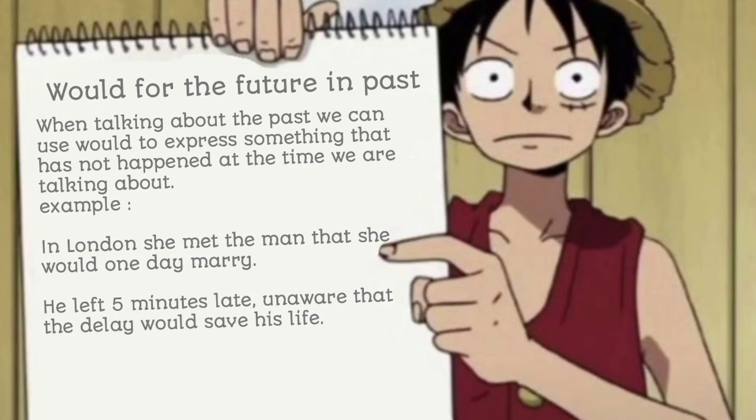Would for the future in the past. When talking about the past, we can use would to express something that has not happened at the time we are talking about. For example, in London, she met the man that she would one day marry. He left 5 minutes late, unaware that the delay would save his life.